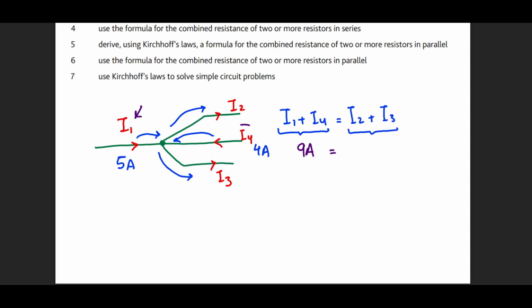So the current leaving the junction should also be 9 amperes. It could be in any combination. For example, it's possible that this I2 is 2 amperes. Then we can very well guess that I3 must be 7 amperes. So 2 plus 7 should give me 9 amperes. So current entering the junction should be equal to the current leaving the junction. This is Kirchhoff's first law.